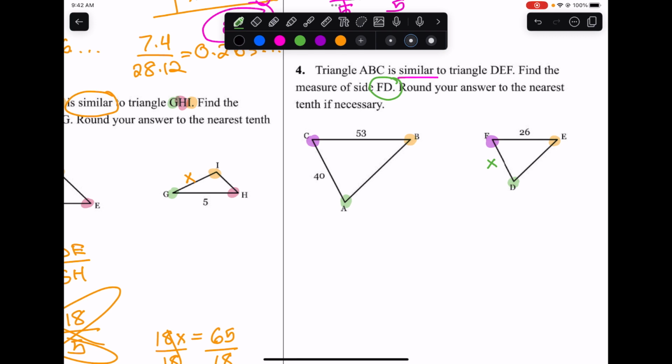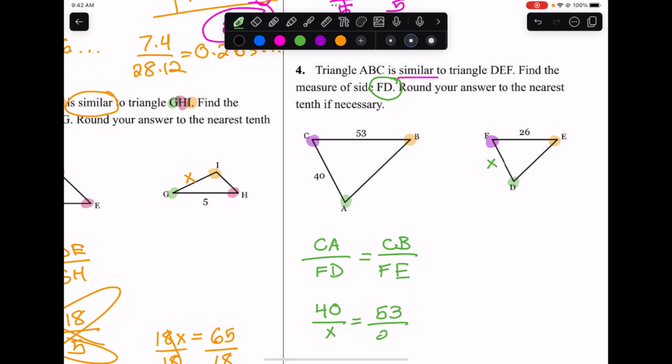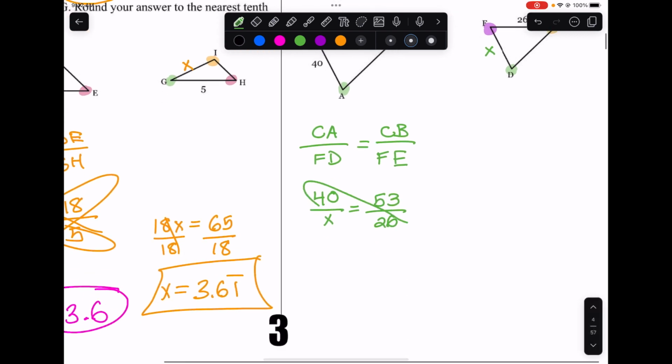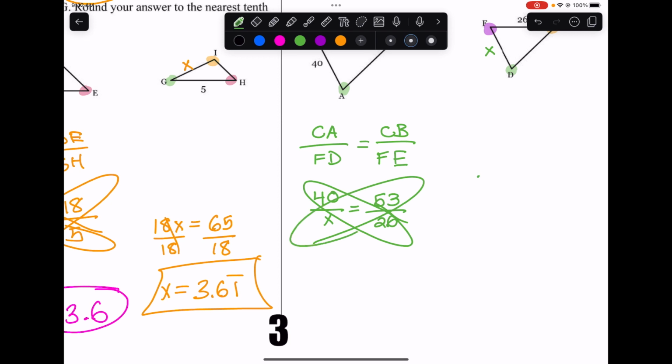So I know that CA over FD has to be the same as our given ratio, which is CB over FE. So I know 40 over X is equal to 53 over 26. Cross multiply. 53x is equal to 1040. Divide both sides by 53.